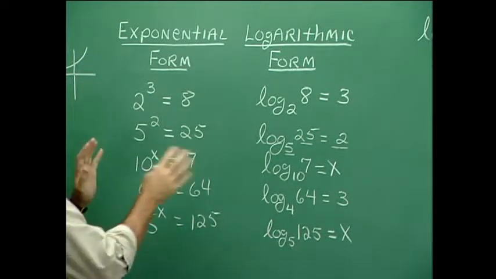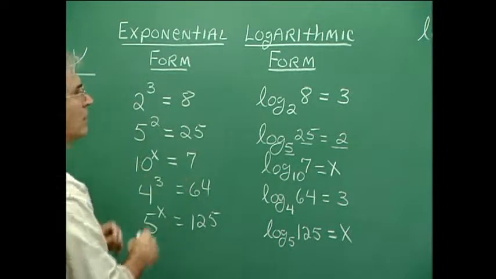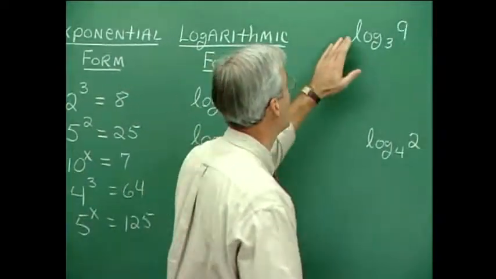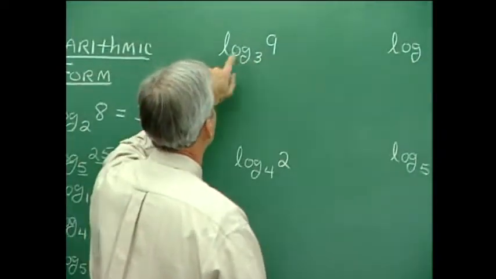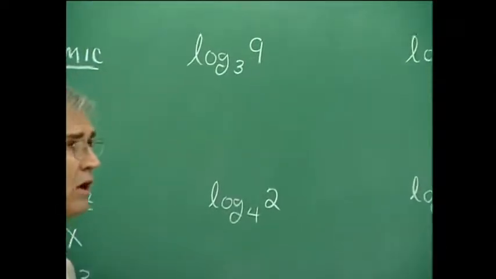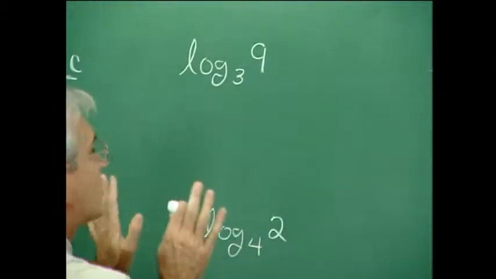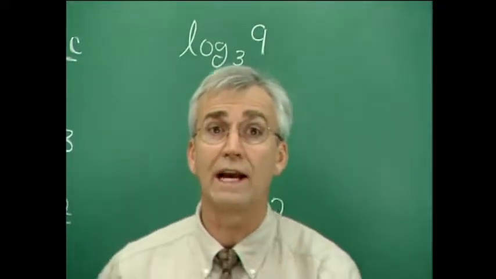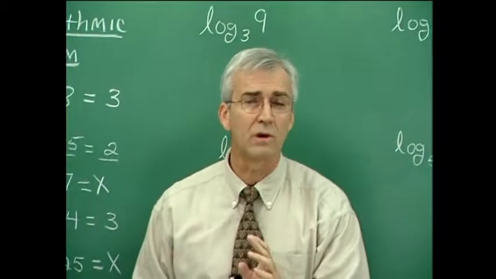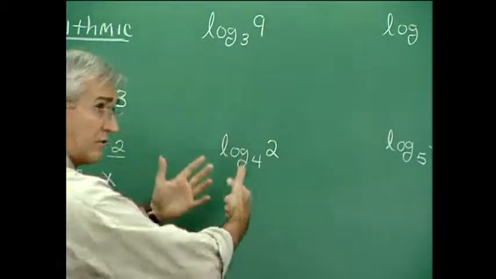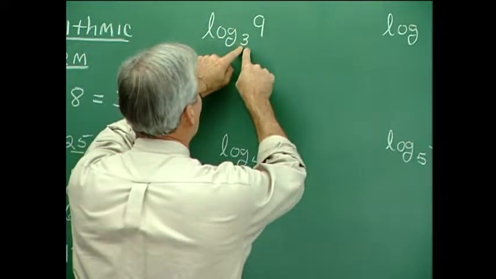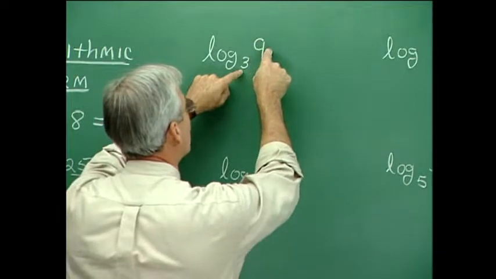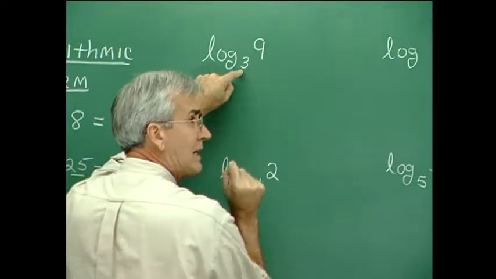Now, with this ability to go from exponential form to logarithmic form, we can simplify certain logarithmic expressions. Here, for example, log base 3 of 9. We can accomplish this in a couple of different ways. We can make an analysis based on our understanding of logarithm. Logarithm is an exponent. And here we have a request for the exponent which is applied to 3, which will give 9. That is, 3 to what power is equal to 9? Well, it's easy to tell that that is 2.